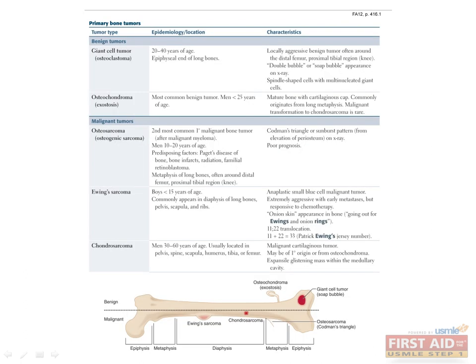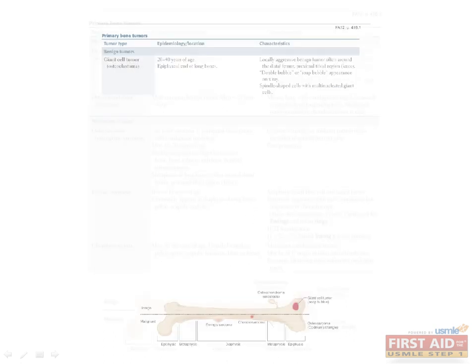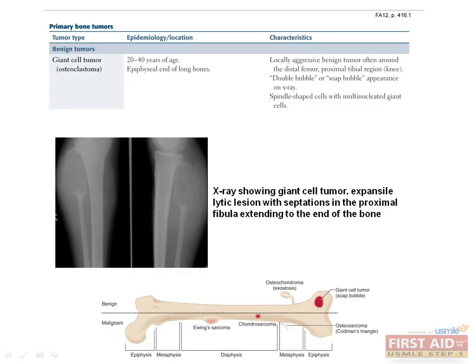Alright, we're going to discuss primary bone tumors now, which is not an incredibly high-yield topic. Let's turn our attention first to the benign primary bone tumors. There are 2 that you should know about. Giant cell tumors are the first high-yield tumor in this group.